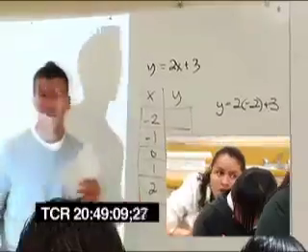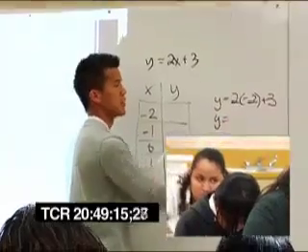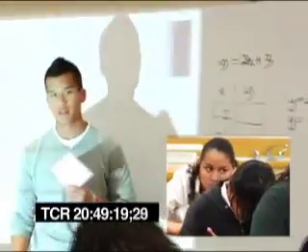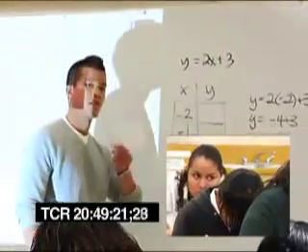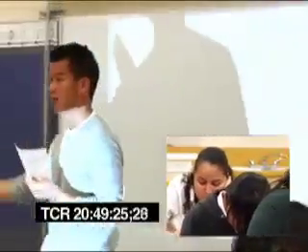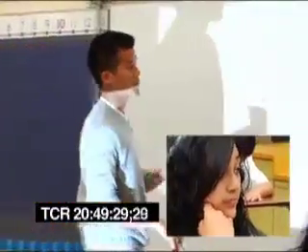Once I plug it in, I know through the order of operations I have to do multiplication first. So y is equal to -4 plus 3. When I add -4 plus 3, my final answer is going to be -1. That's going to be the first point that we could graph if I asked you for that, but that's the next step. We don't need to do that yet.